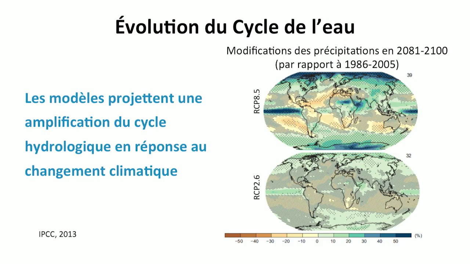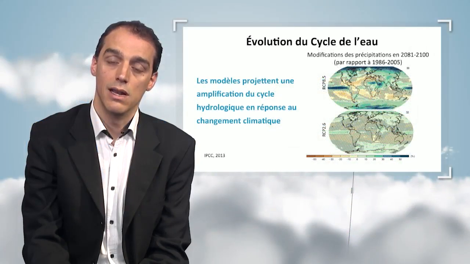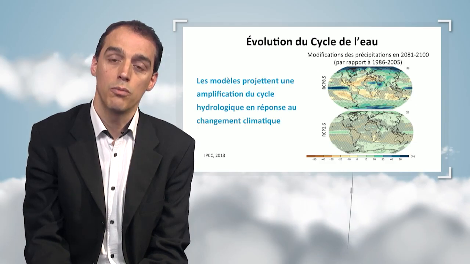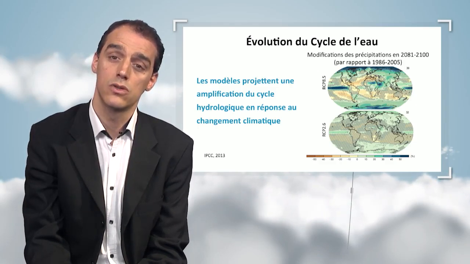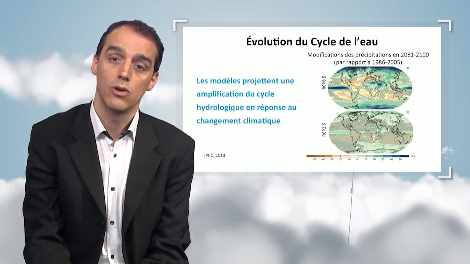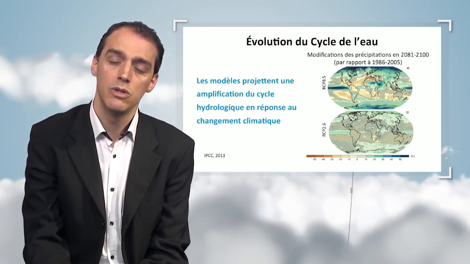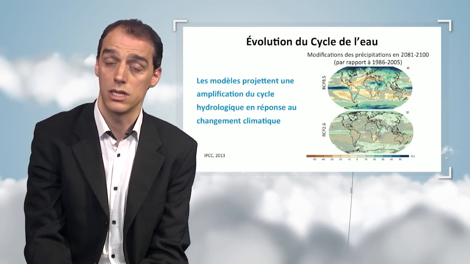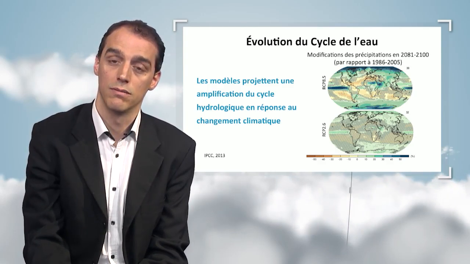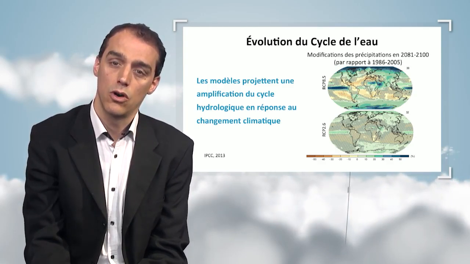On the right-hand side, you see how rain is going to change in reaction to climatic changes. At the end of the century, in 2100, climate models forecast amplification of rain in wet areas and average latitudes in the equatorial belt, and decreased rains in subtropical areas, dry areas.